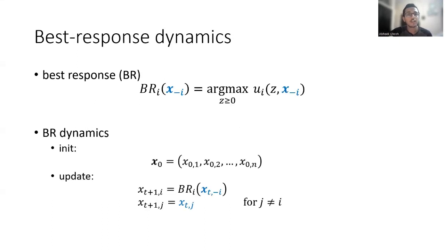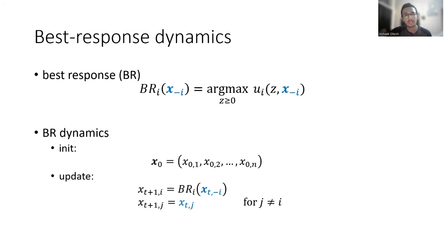In this paper, our focus is on studying best response dynamics in lottery contests. And in particular, by best response, we mean the best response of agent i is the action that gives agent i the maximum utility given the actions of other agents. So if everyone else is playing x minus i, as denoted in the slide, then the action that maximizes ui is the best response.